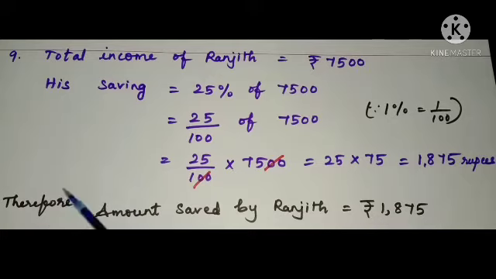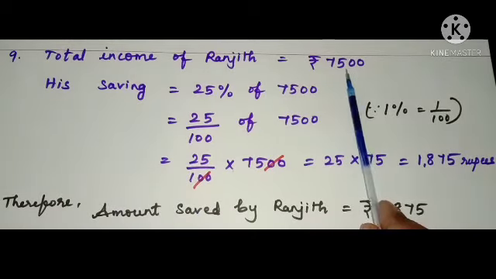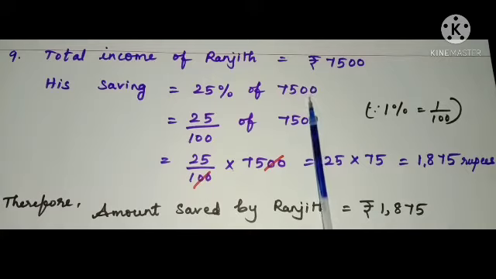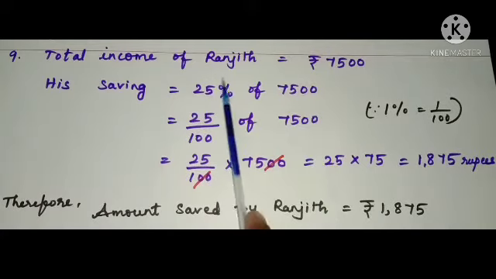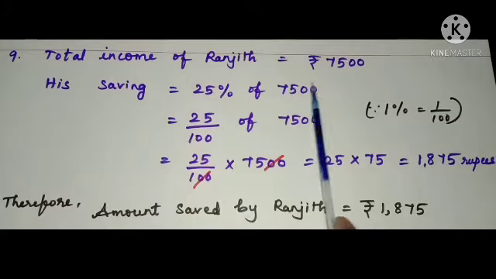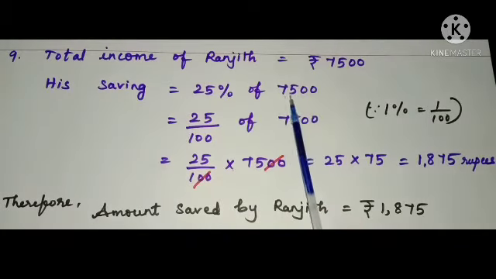Ninth problem. Ranjit's total income was 7,500. He saved 25% of his total income. Find the amount saved by him. So children, here let us simplify the value. 25% of the amount, total amount here is 7,500.